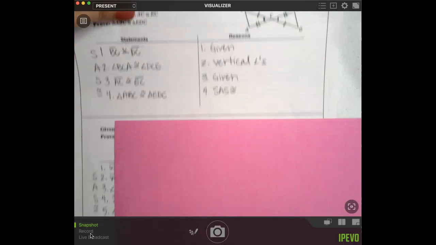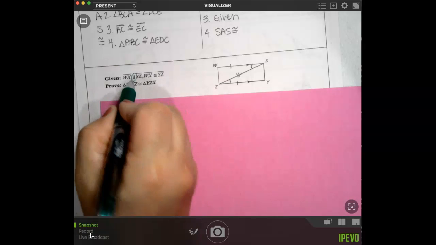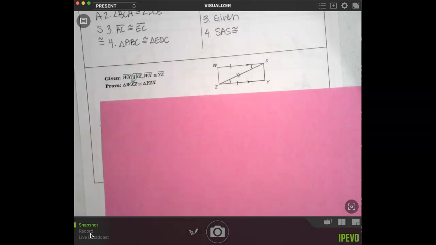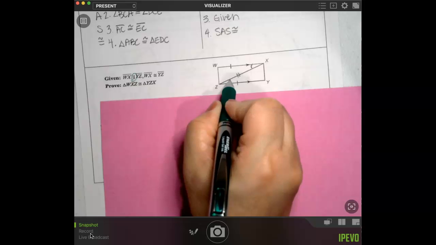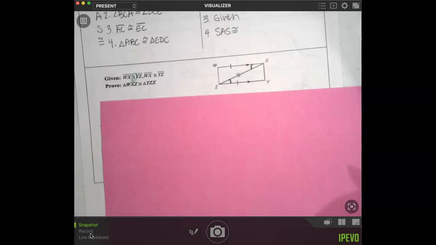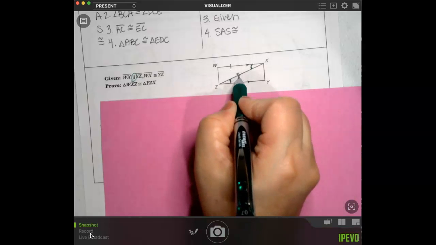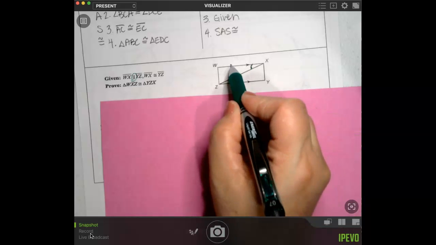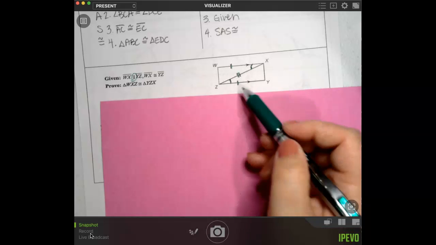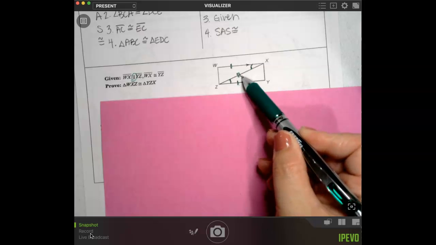All right, bottom one. Parallel. Again, make sure you think about that if you have parallel lines, alternate interior, corresponding. In this case, I have this lower angle at Z, upper at X. They are alternate interior. And then, what else do I have? Shared side at ZX. And we were given WX and YZ. So then I have a side, angle, side.